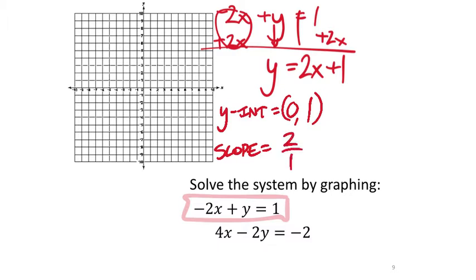So I'm going to make it 2 over 1. 2 is positive, that's my rise, so it's going to go up 2, and then the run is positive, so it's going to go to the right 1. Up 2 to the right 1 from the ordered pair (0, 1). Let's get that on there. And then from there, up 2 to the right 1. Up 2 to the right 1.